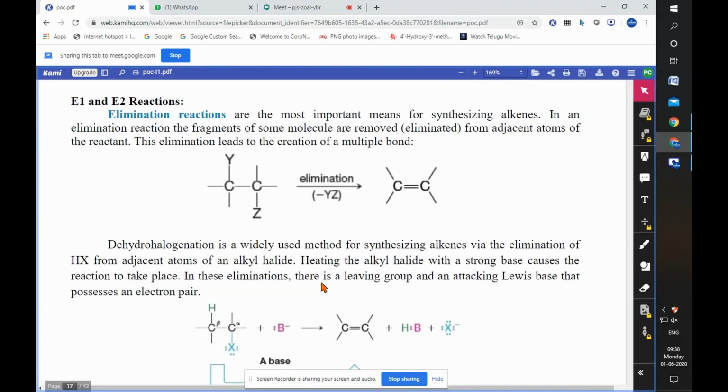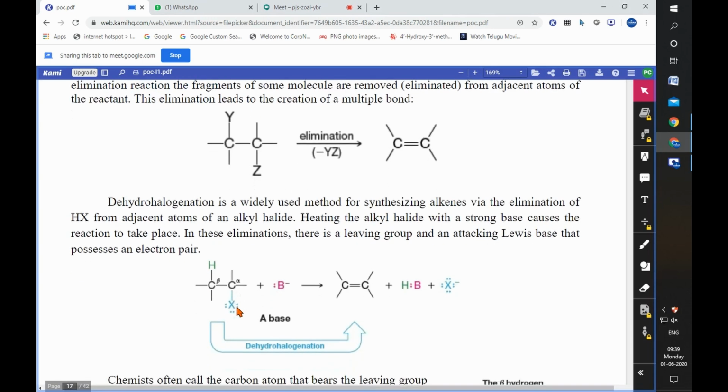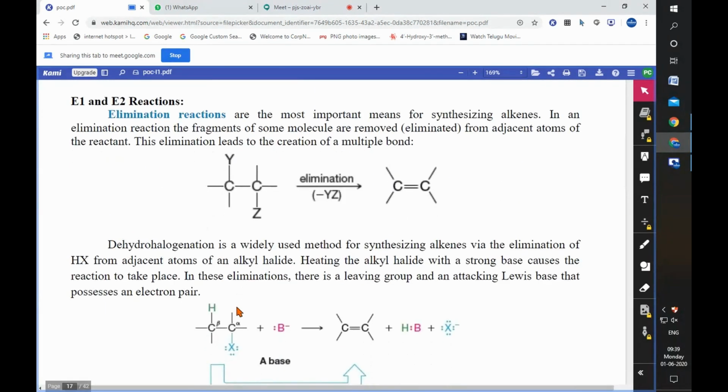Next topic mentioned in your syllabus is E1 and E2 reactions, or elimination reactions. E1 and E2 reactions are two different mechanisms of elimination reactions. So in today's class we are going to discuss what is an elimination reaction, what happens in an elimination reaction, what is the mechanism of elimination reactions, and what is the evidence for these elimination reactions.